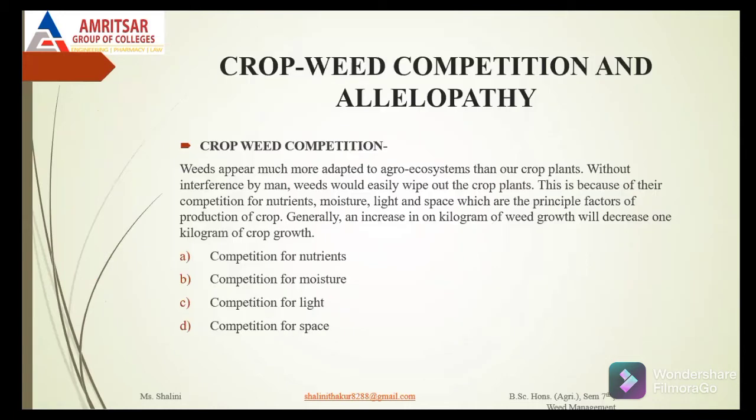So next is the crop-weed competition. These are of two types: one is intraspecific and another is interspecific. The intraspecific competition is in the same species, in the same wheat species or belonging to the same family. And the other is interspecific, which means they can compete with different species and different families, either a crop or a weed.